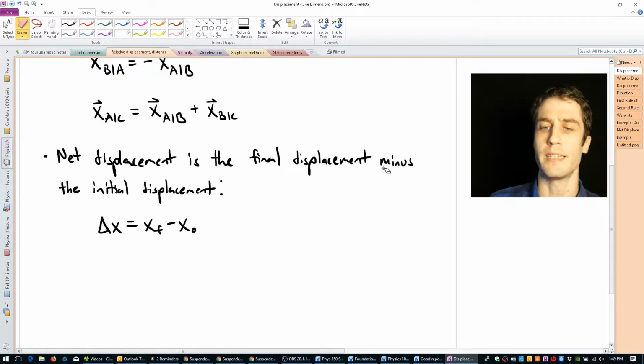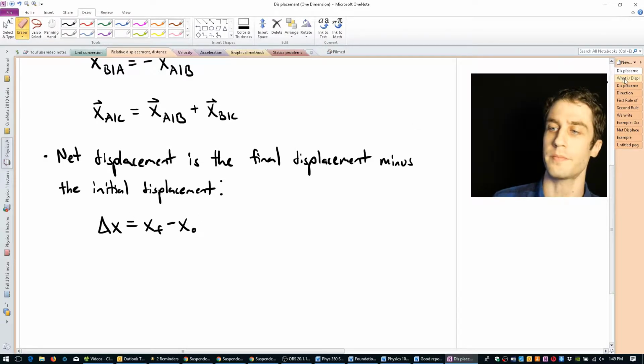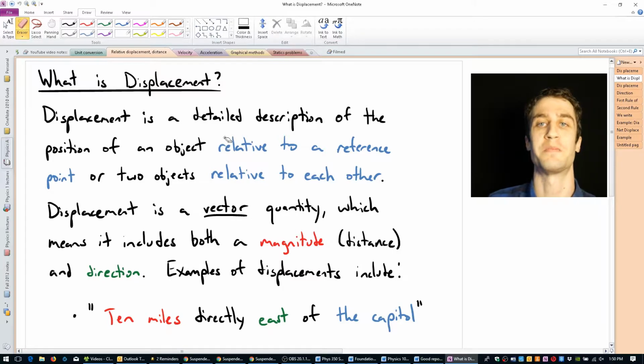Net displacement is the final displacement minus the initial displacement. Delta x, this is not delta times x, we actually just read it as delta x, equals x final minus x initial. So, what is displacement?